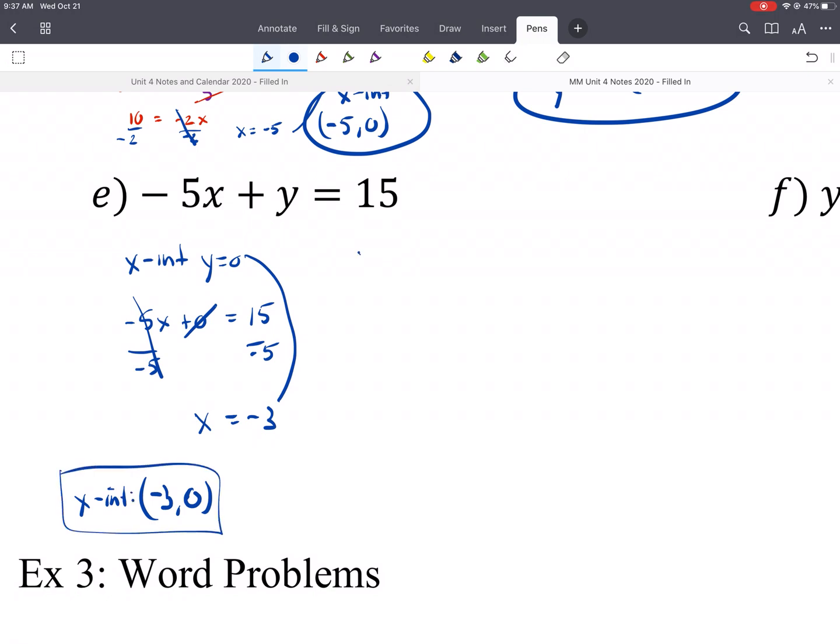And then for the y-intercept, x is equal to 0. So we'd do -5 times 0 plus y is equal to 15. So -5 times 0 is just 0. So we end up getting y is equal to 15. So our y-intercept would be (0, 15).